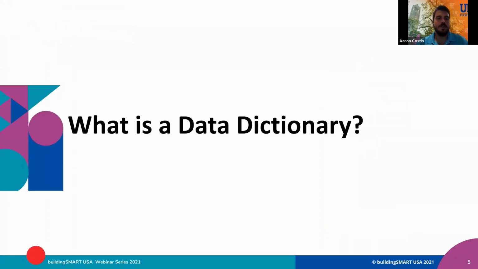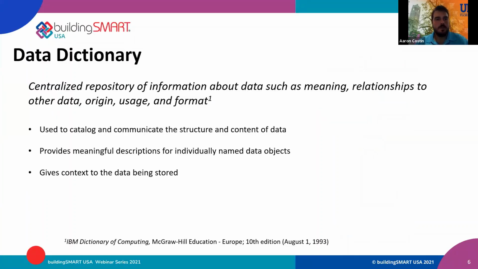So what is a data dictionary? It's in the name. It's a dictionary about data, but what is data? It's a little more than just what's in its name. Essentially, it's a centralized repository of information about the data, such as meaning, relationships to other data, origin, usage, and format. So it's data about data. It's metadata. This is used to catalog and communicate the structure of the content, and provides meaningful descriptions for individually named objects. So essentially, it gives context to the data being stored.